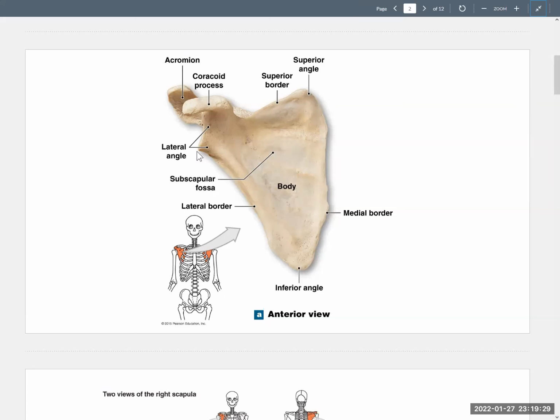And then on the lateral side is the lateral border. That's also known as the axillary border, which is always the correct answer. But lateral border is easier for most people. Axillary border, they get that term from the axilla, which is your armpit. And your armpit is right here.